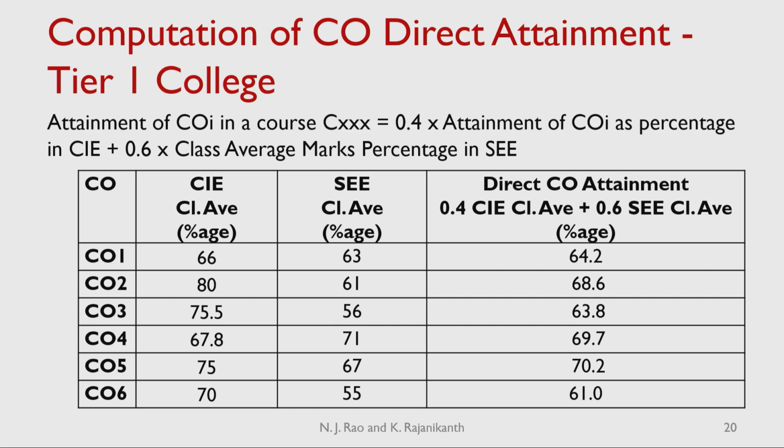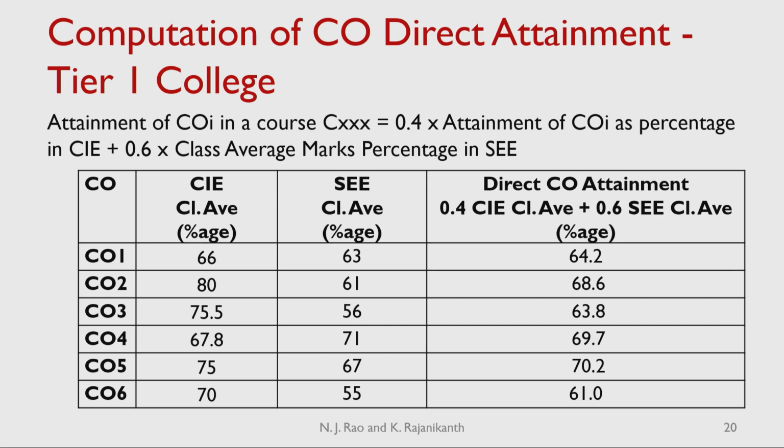So the computation of the direct attainment of a CO for a tier 1 college would be to combine the class average in the CAE with the class average in the SEE. The proportion in which they are combined would depend, as I mentioned earlier, on the academic regulations in force at that time. In this example, we are assuming that the relative weightages are 40% and 60%.